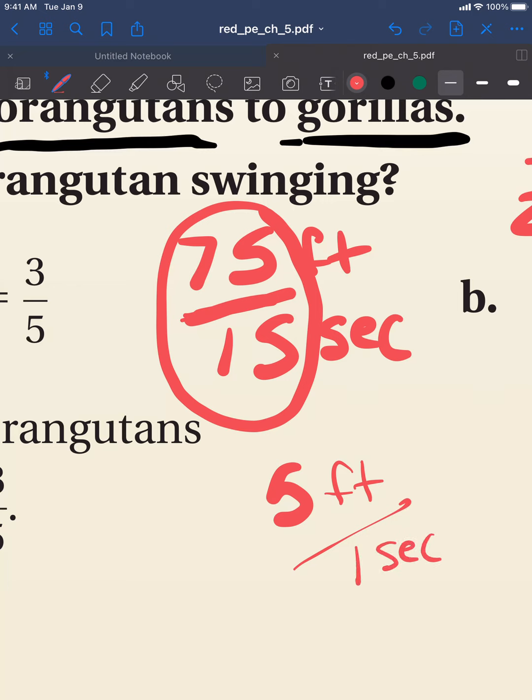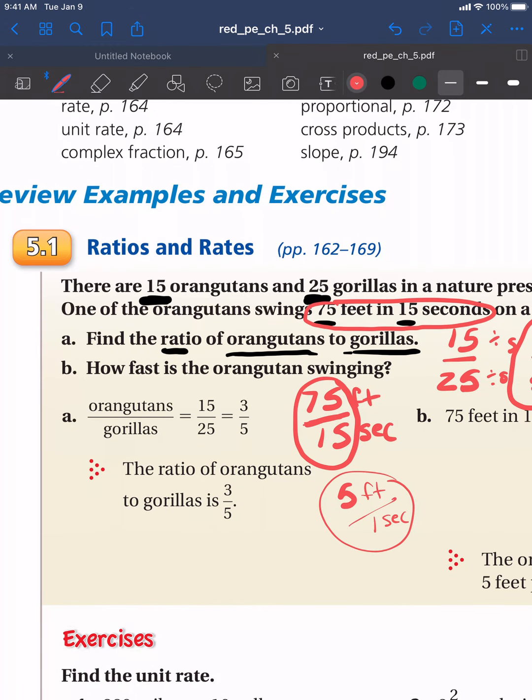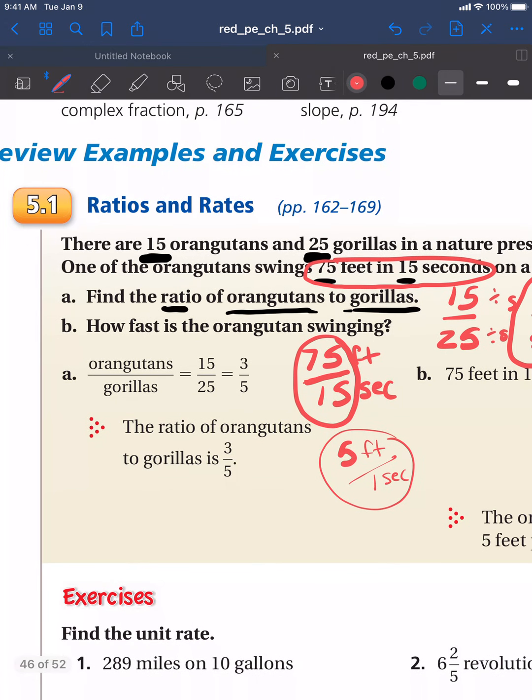Now, doesn't that make so much more sense? Can't you picture a gorilla now swinging 5 feet per 1 second versus 75 feet per 15 seconds? It's really hard to picture, right? I want you guys to try to get things into unit rates if needed, okay? Now, this was just the example. Let's go do some of the problems together that you can write down, okay?